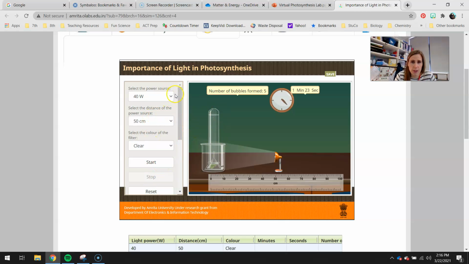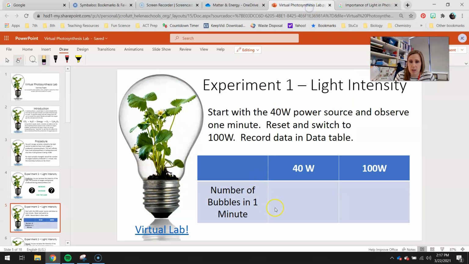All right, and then you would change it to 100. Okay, and do the same thing. You are going to watch for a minute. And you're going to watch and count how many bubbles are coming up here. Okay? Once you have done that, you are going to record your bubbles in a minute for those time periods.